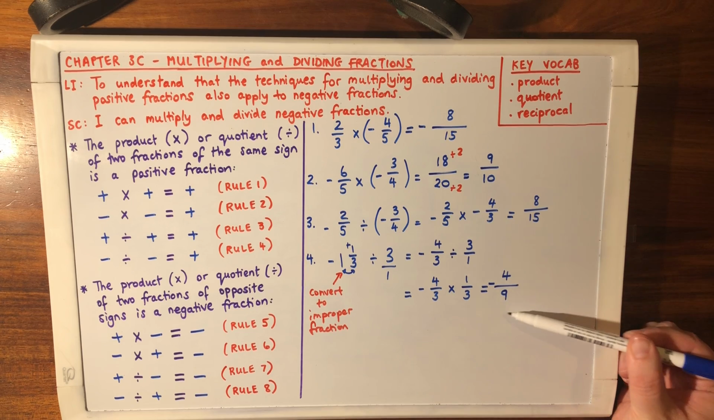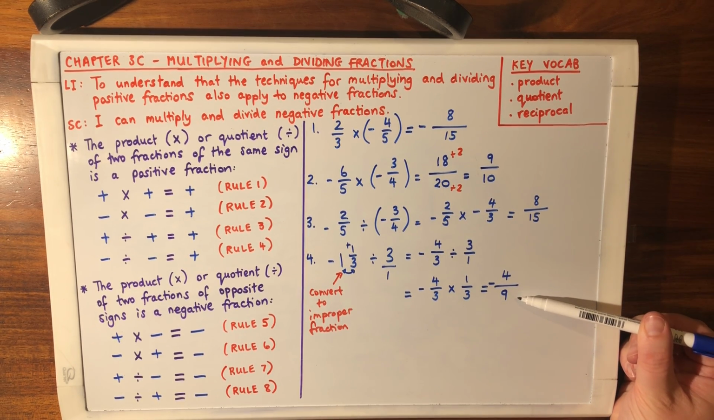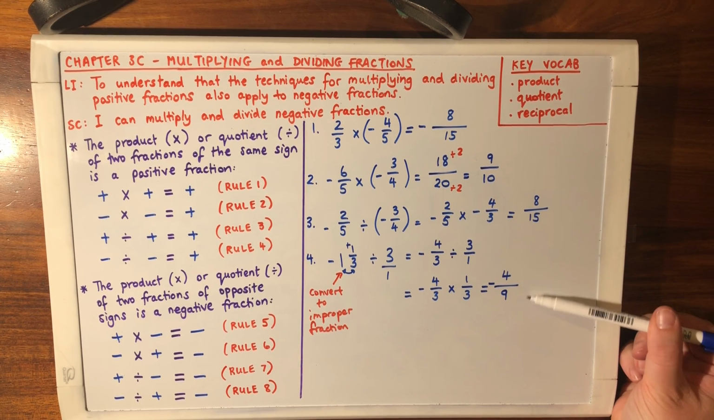Can we simplify that down any further? Well, knowing the factors of 4 and the factors of 9, the highest common factor there would be 1, and so therefore that fraction there is as simplified as you can get it.